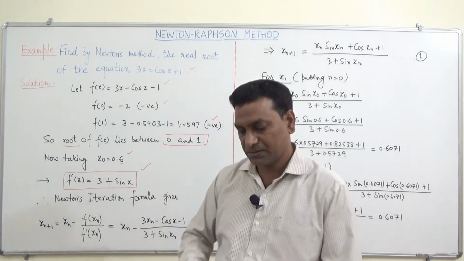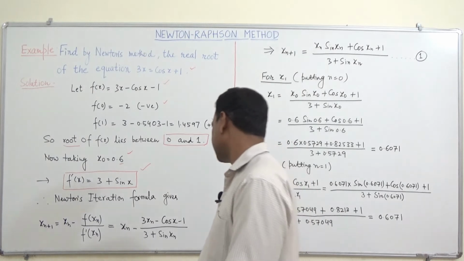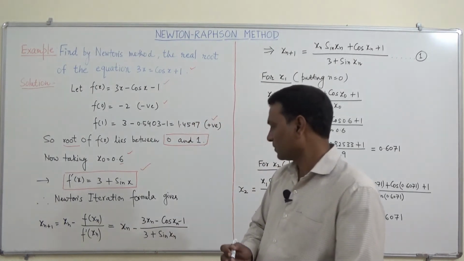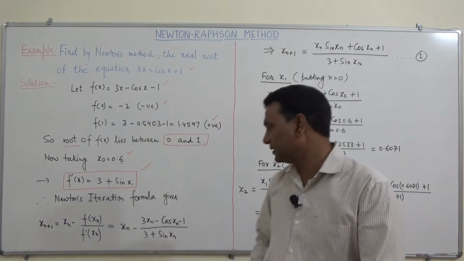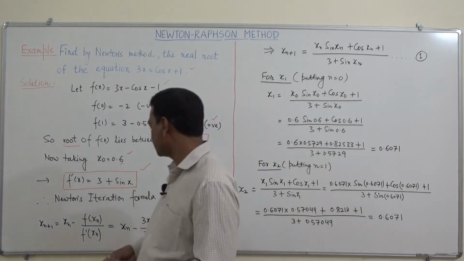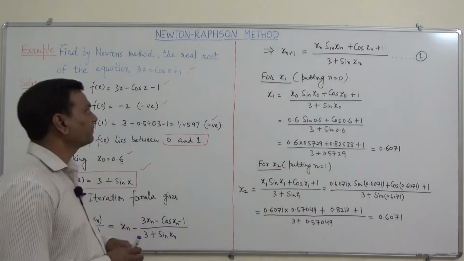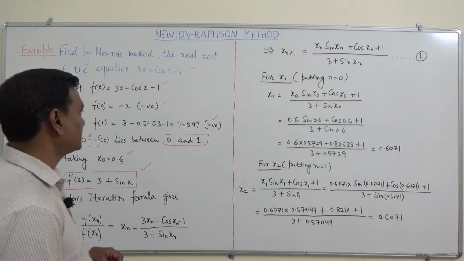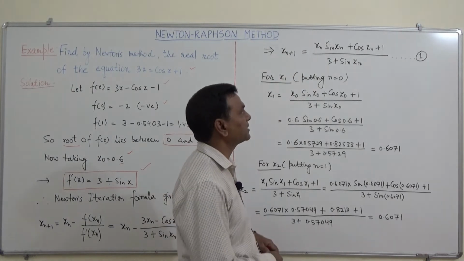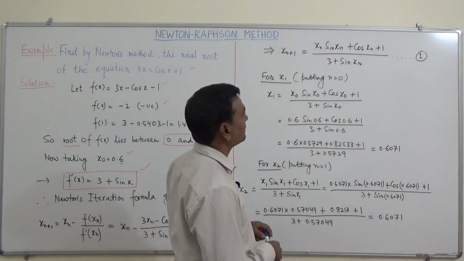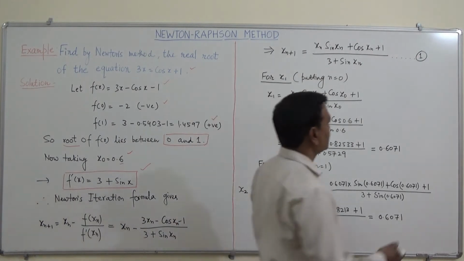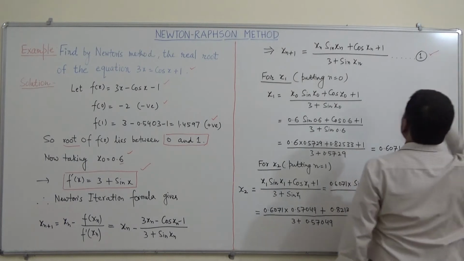This is divided by 3 plus sin x_n. So this is the general Newton's iteration formula for this particular equation. After simplifying it, it gives x_{n+1} equals x_n sin x_n plus cos x_n plus 1 divided by 3 plus sin x_n. Let us say this is equation number 1.